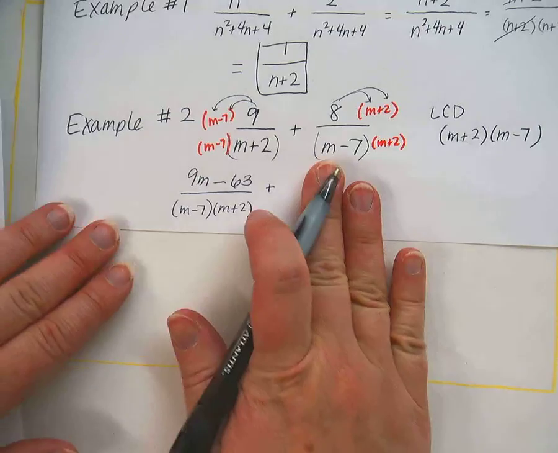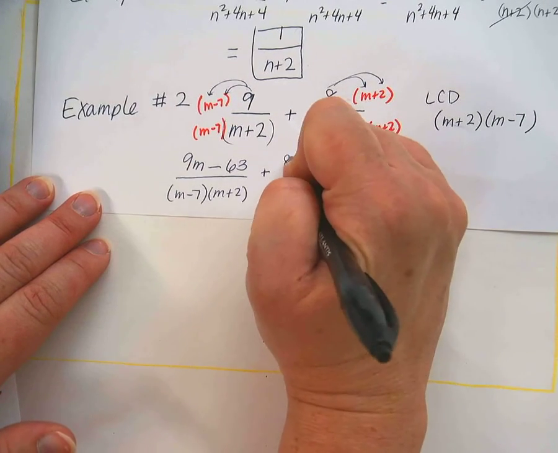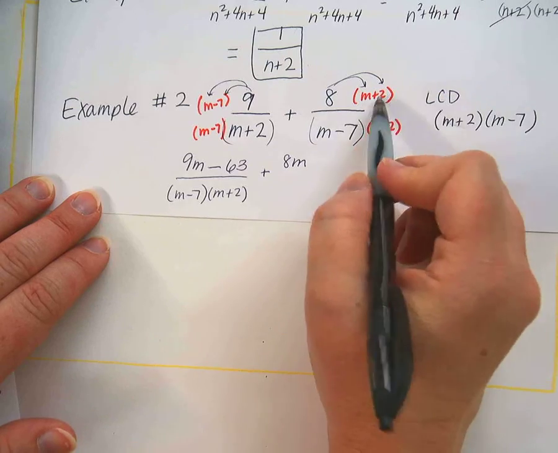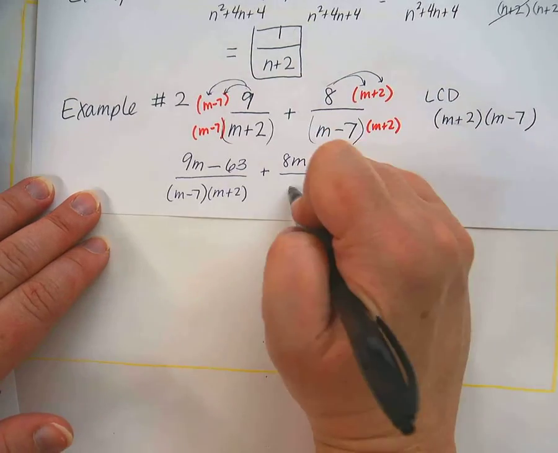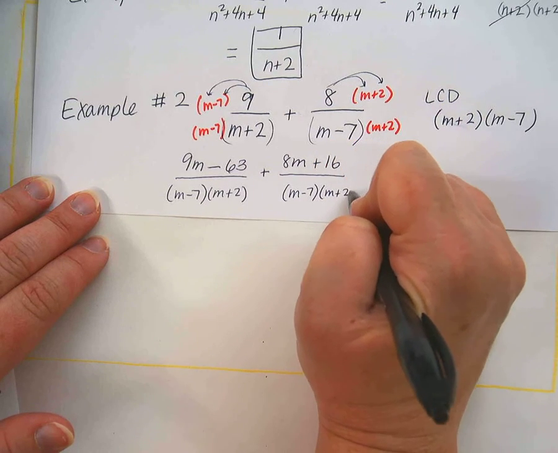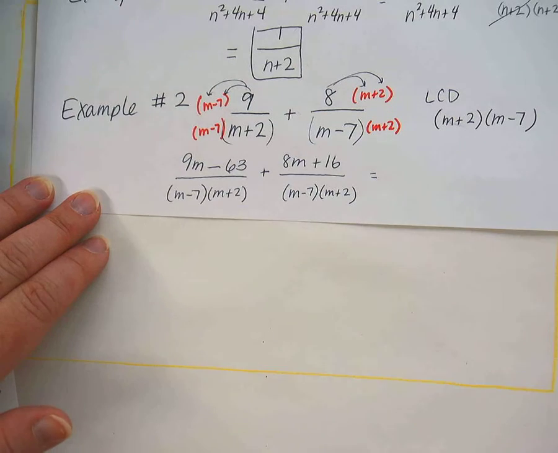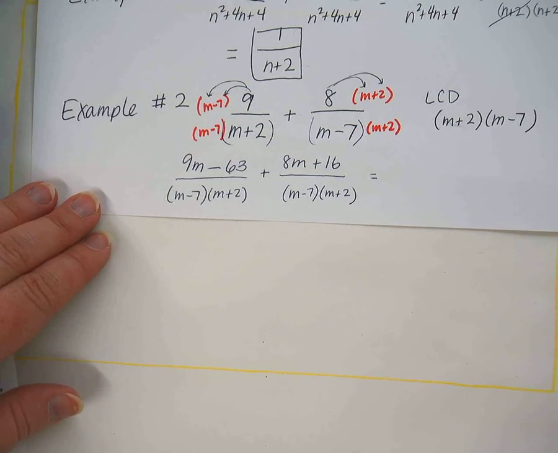plus 8 times m plus 8 times 2 over m minus 7, m plus 2. Okay, there's step 2, all done. What's step 3? Combine them together. So, any like terms we can combine?